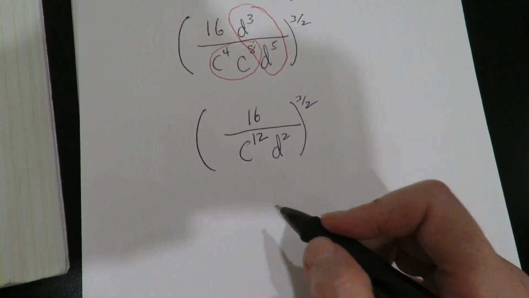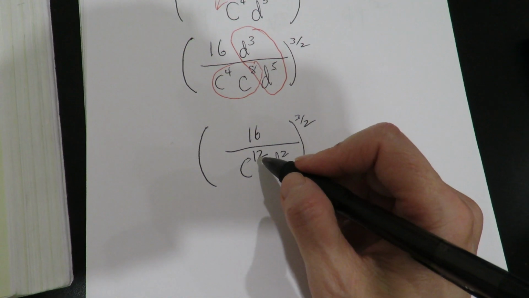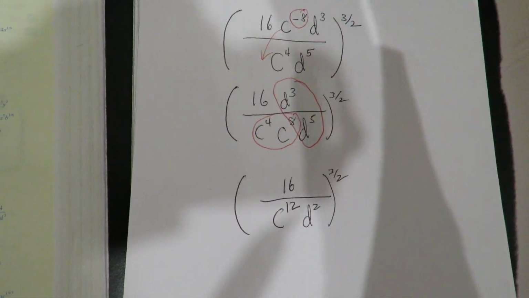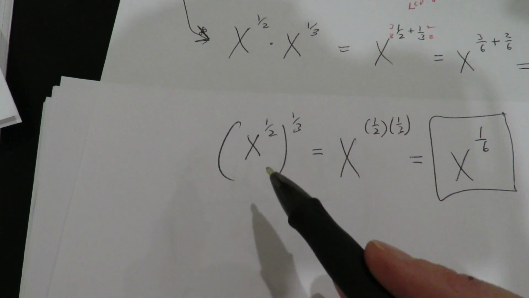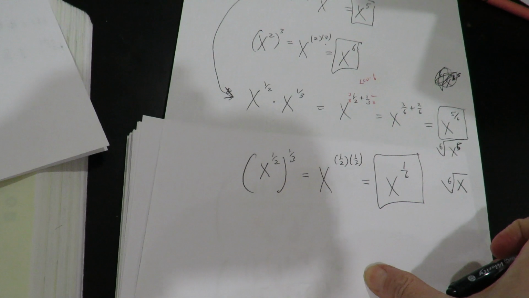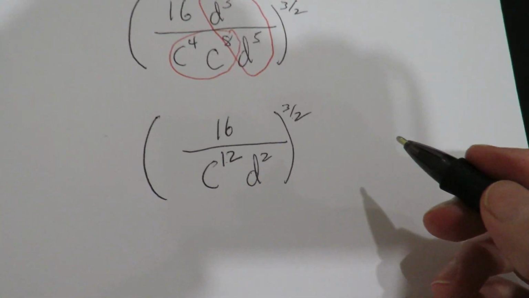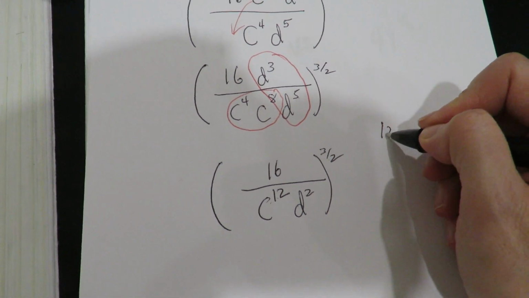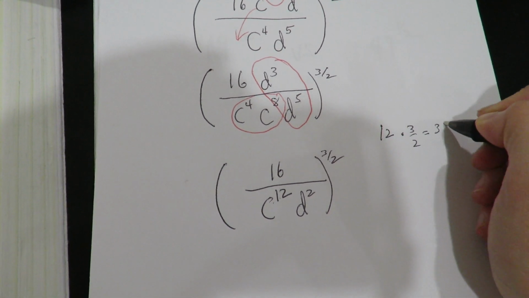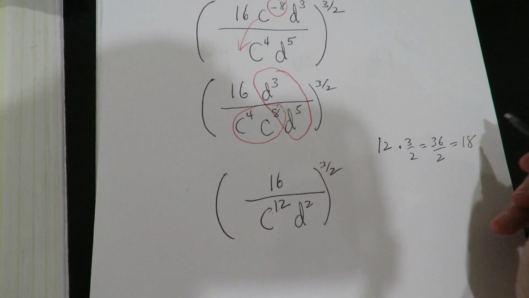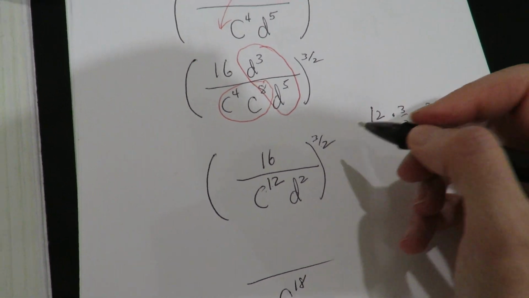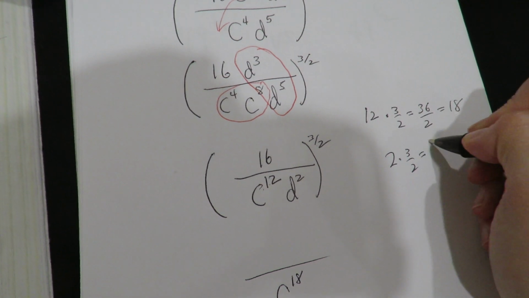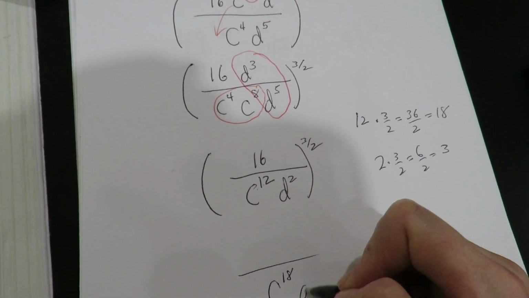Now I'm going to do the exponents again first. They're a little easier. This is the case again where you're raising an exponent to an exponent. So 12 times 3 over 2 is 36 over 2, which is 18. This is going to be c to the 18. We do the same thing for the d. You multiply 2 times 3 over 2, 6 over 2 is 3. So d to the 3.